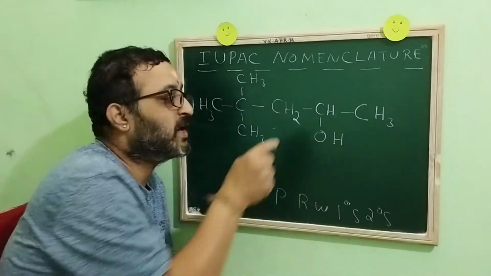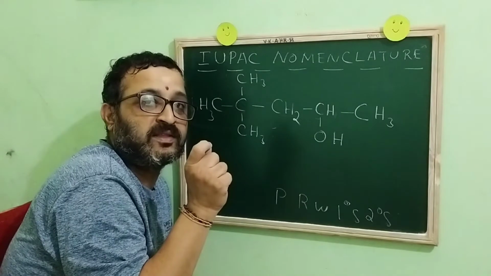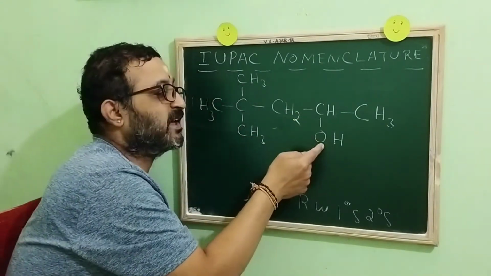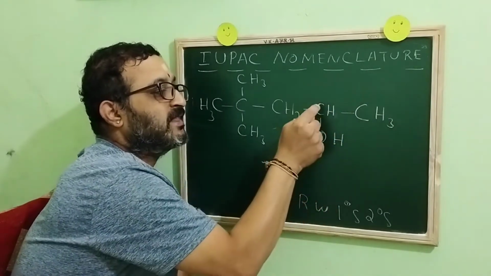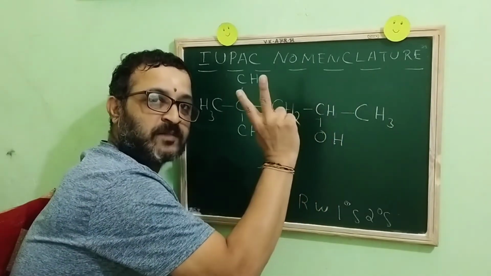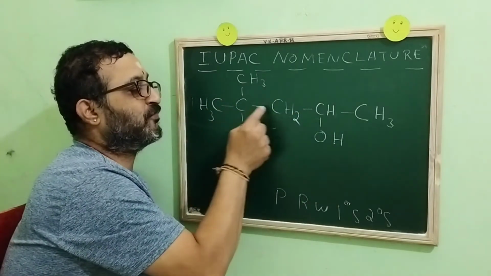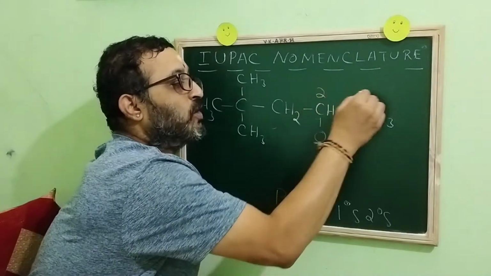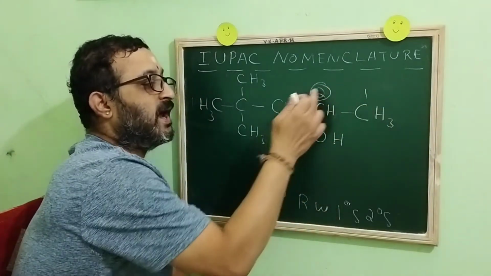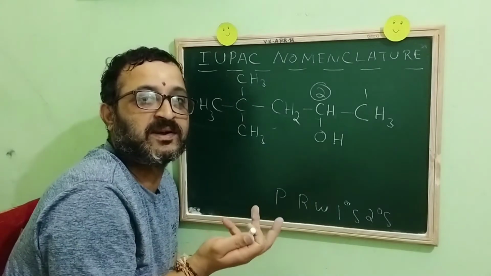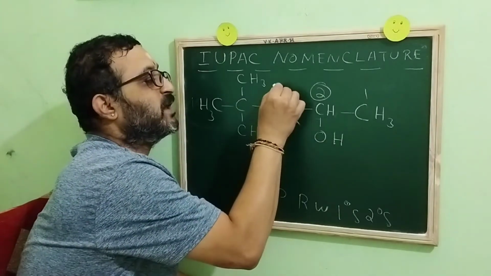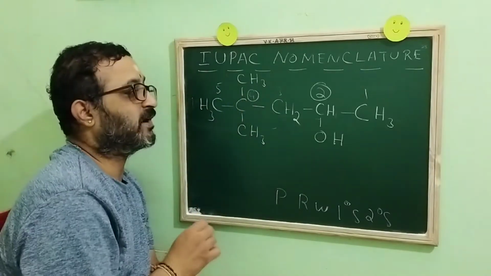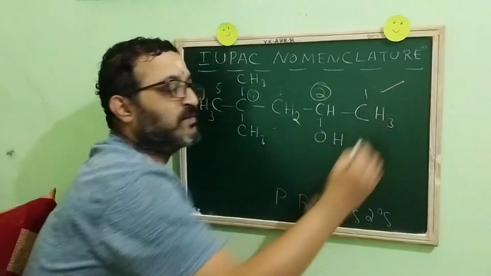We know that we have to give the lowest number to the carbon to which the functional group is attached. So if I number from the right side, this carbon will get 2. If I number from the left side, the same carbon will get 4. Out of 2 and 4, which is the least number? Obviously 2. So I will do the numbering 1, 2, 3, 4 and 5. Right, children? Now this way of numbering is right.